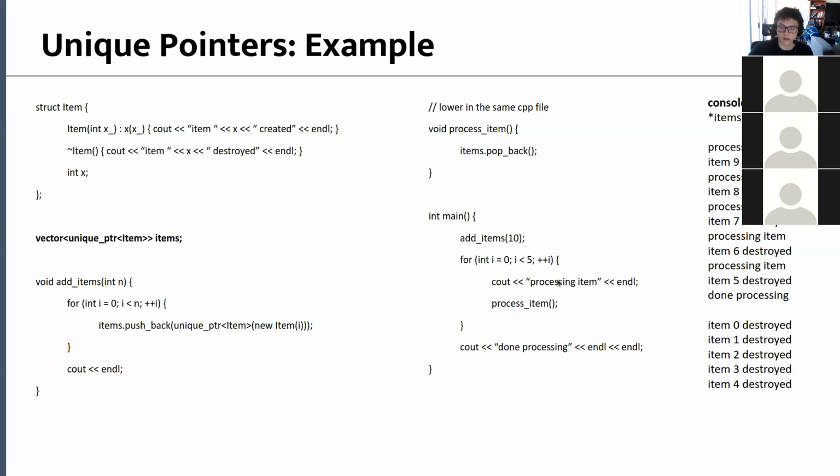So when we call process item 5 times, we get 1, 2, 3, 4, 5 items destroyed. And then it's done processing. And after main ends up returning, our file scope variables are going to get destructed. So the items vector is going to get destructed, and we'll see that the rest of our unique pointers are going to get destructed and thus clean up their associated item objects.